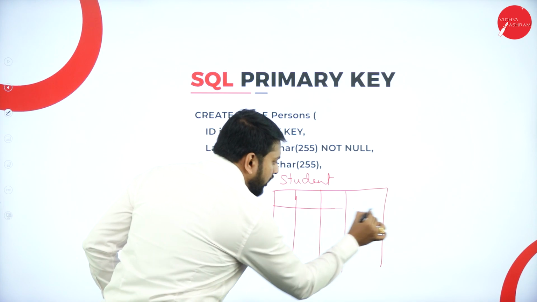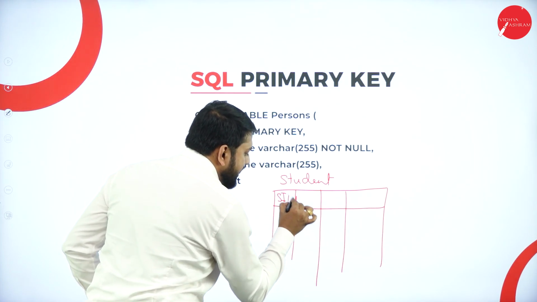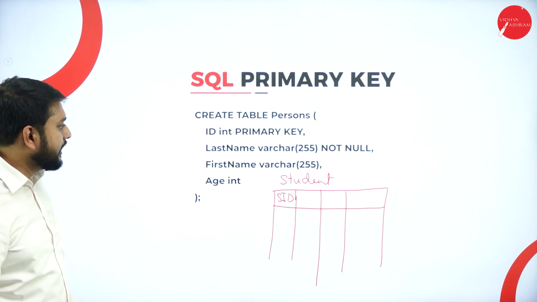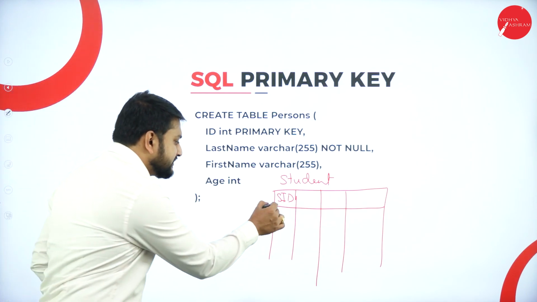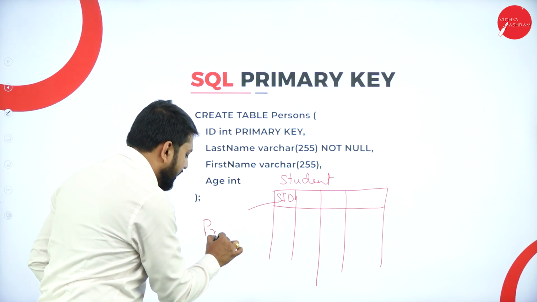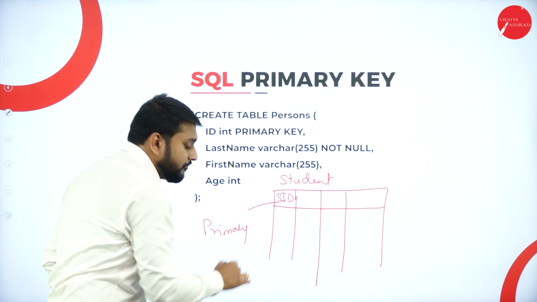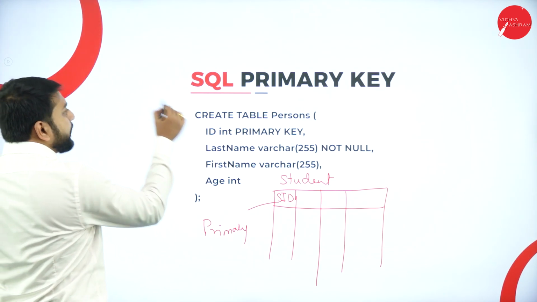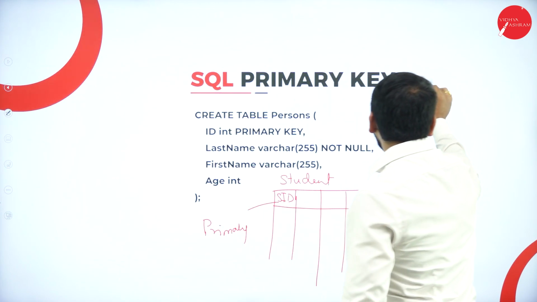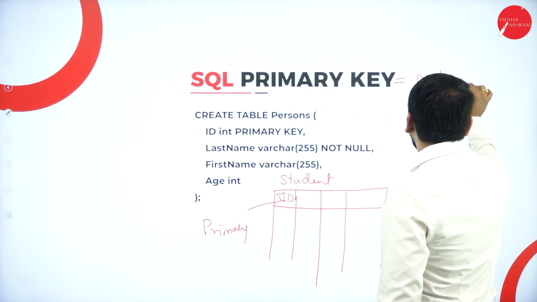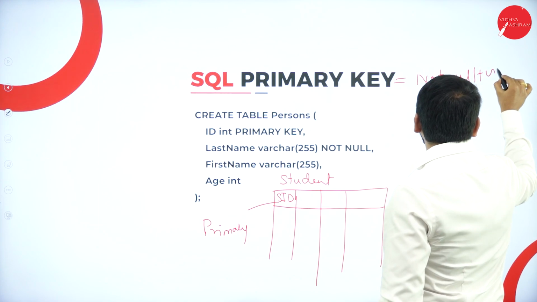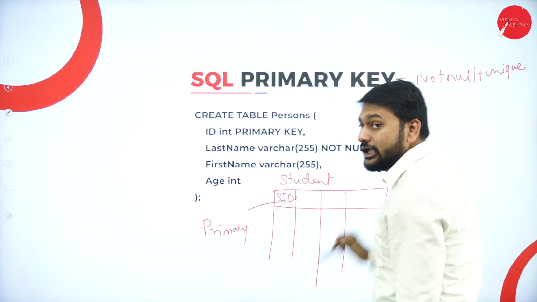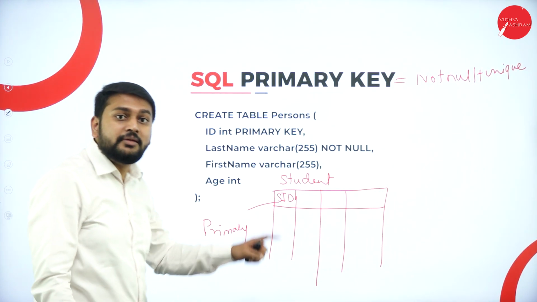In this, I will have 4 columns. The first column is SID. Let me just make this SID a primary key. What happens if I make this a primary key? You need to remember 2 things. If I say primary key, it should be not null plus unique, not null plus unique. That is what I will call a primary key.